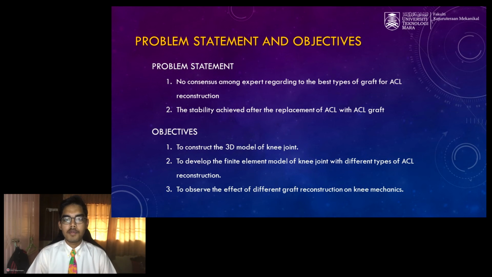The next slide is about the problem statement and objective of the study. For the problem statement, number 1, no consensus among experts regarding the best type of graft for ACL reconstruction. Number 2, the stability achieved after replacement of ACL with ACL graft. The objective of the study is to construct the 3D model of knee joint. Besides, it is also to develop the finite element model of knee joint with different types of ACL reconstruction. And the last one is to observe the effect of different graft reconstruction on knee mechanics.